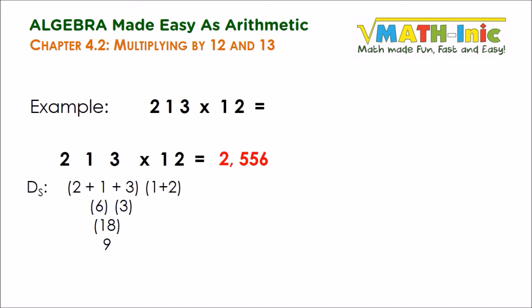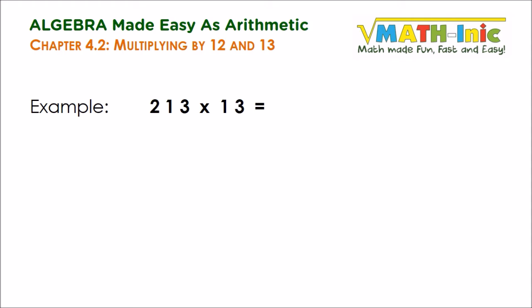Then let's move to the right-hand column. Let's find the digit sum of 2556. 2 plus 5 plus 5 plus 6 is 18. Again, if we add 1 and 8, we get a 9. Since both have the same digit sum, then our multiplication is most likely correct.